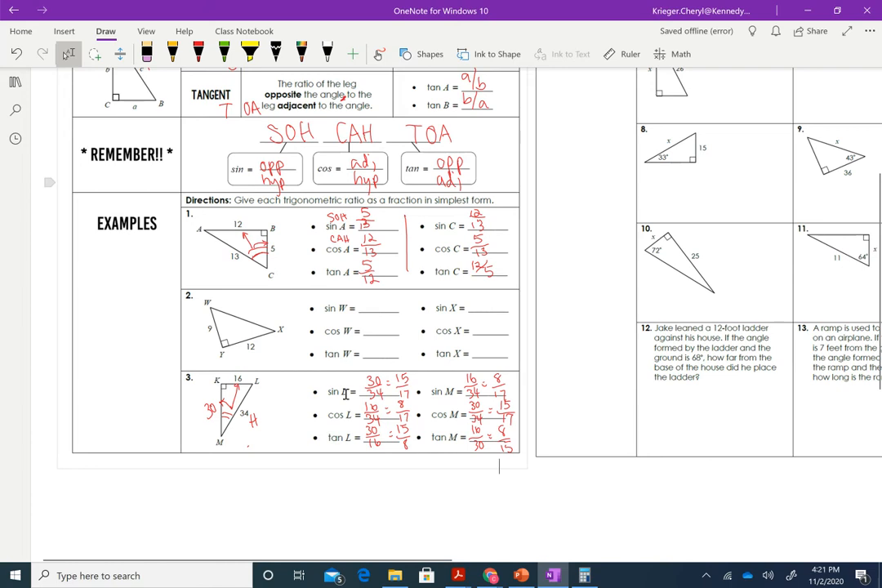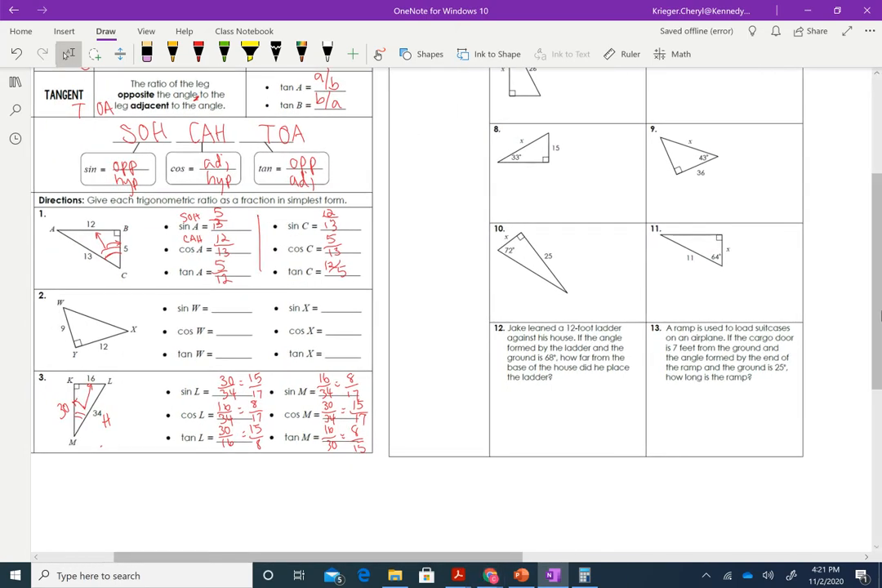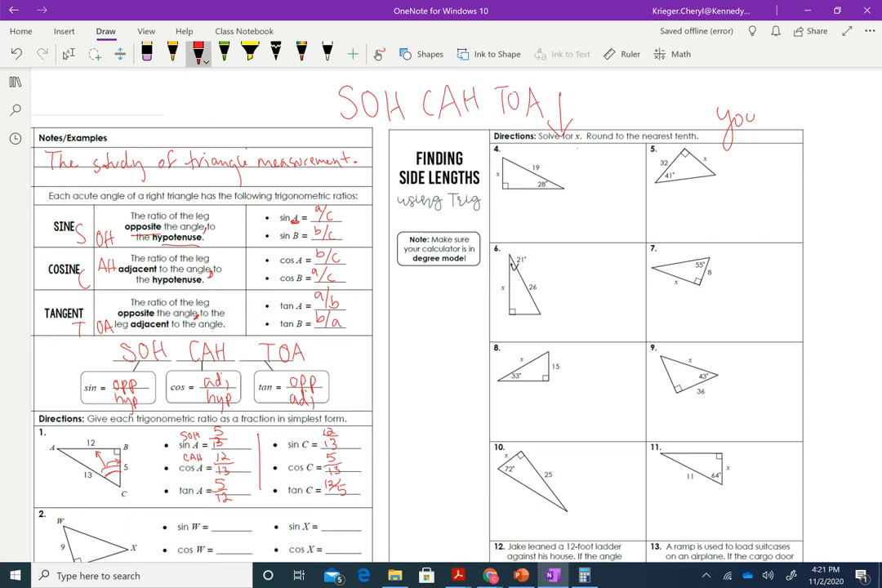You will almost never just be asked for the ratios, right? We only use trig to find what we need, so missing angles or missing sides. So here, we're going to apply it. I'll do the left side, and you guys can do the right side. Try to remember SOHCAHTOA. That's going to help you determine which trig function you're going to use.